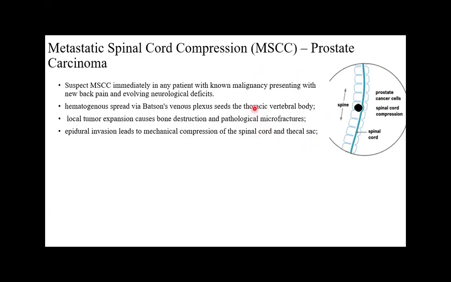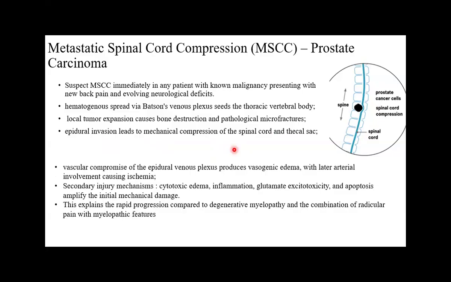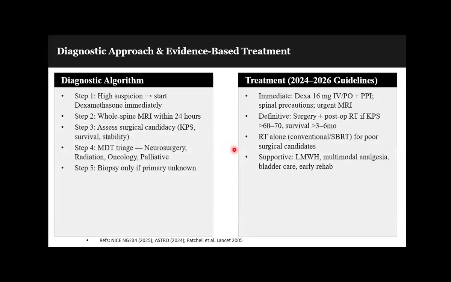So in the metastatic spinal cord compression, we have to suspect metastatic spinal cord compression in any patient with a known malignancy presenting with a new onset back pain or an evolving neurological deficit, and the hematogenous spread via the Batson venous plexus that seeds the thoracic vertebral body. And the local tumor expansion will cause bony destruction and pathological fractures. And the epidural invasion also lead to mechanical compression of the spinal cord and thecal sac.